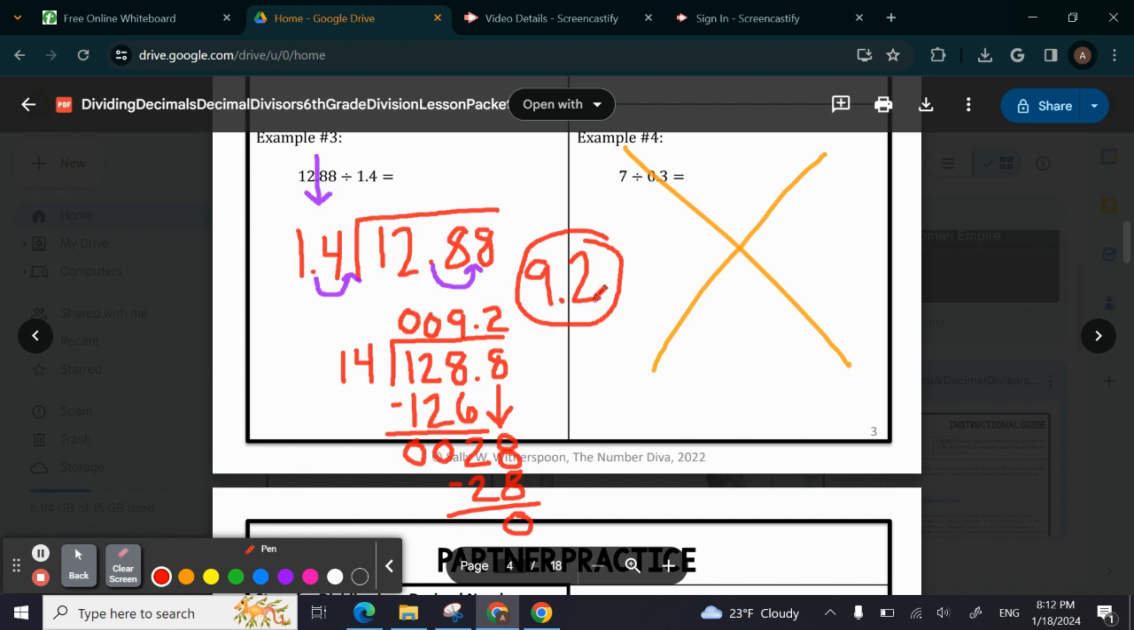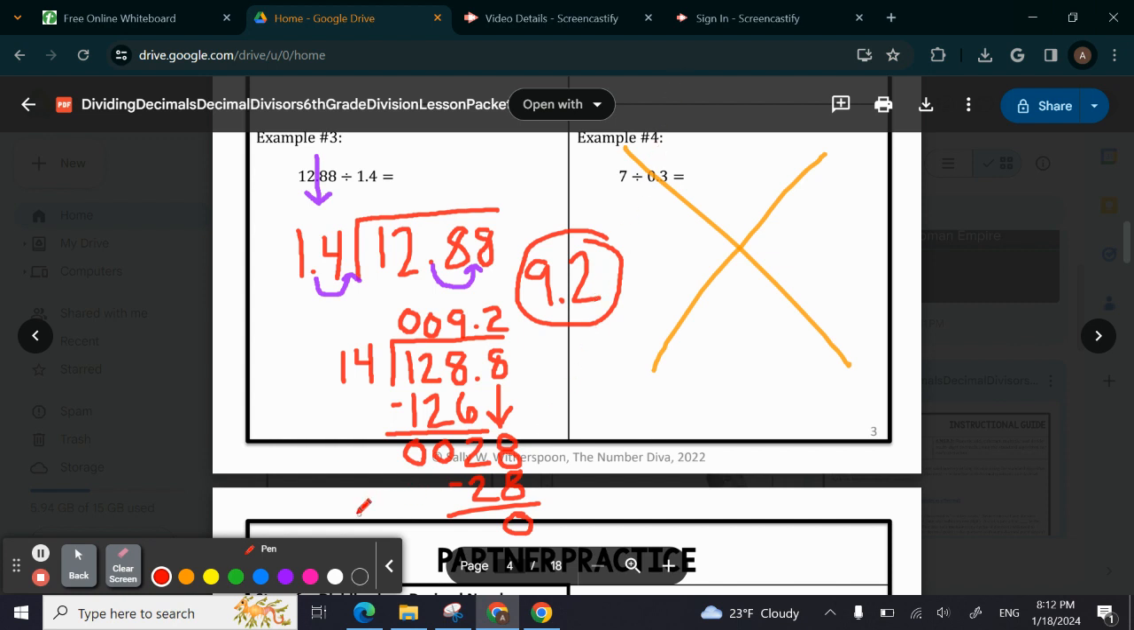So make sure that all three of these examples, as I modeled how to divide a decimal by a decimal, make sure you write them in on your worksheet so you can use them also as a reference as you work through the rest of this packet.